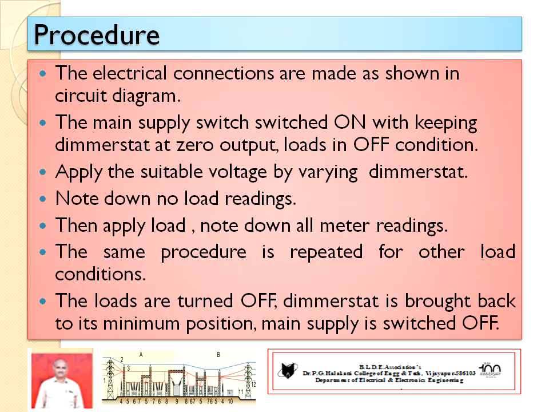Then you have to write a brief procedure. Sir, brief procedure about the conduction of the experiment. So as usual the electrical connections are made as shown in the circuit diagram. The main supply switch is closed or switched on, keeping the thermostat at 0 output position and three-phase loads in off condition. Then by varying the thermostat we have to apply suitable voltage in the circuit. For example 300 volts, 400 volts, whatever voltage you require, you apply the suitable voltage by varying the thermostat.